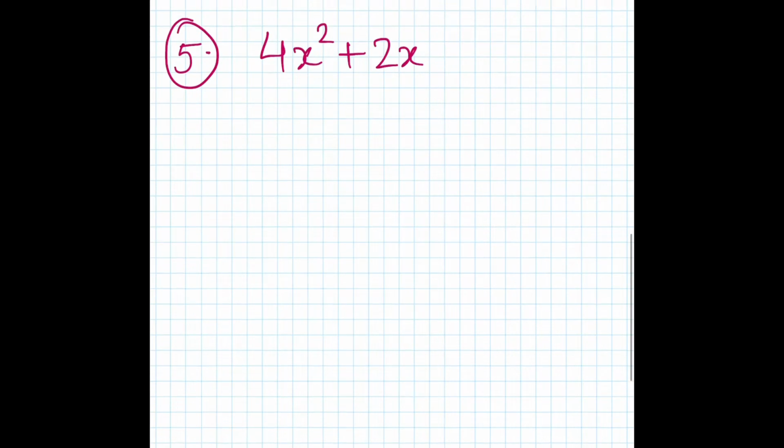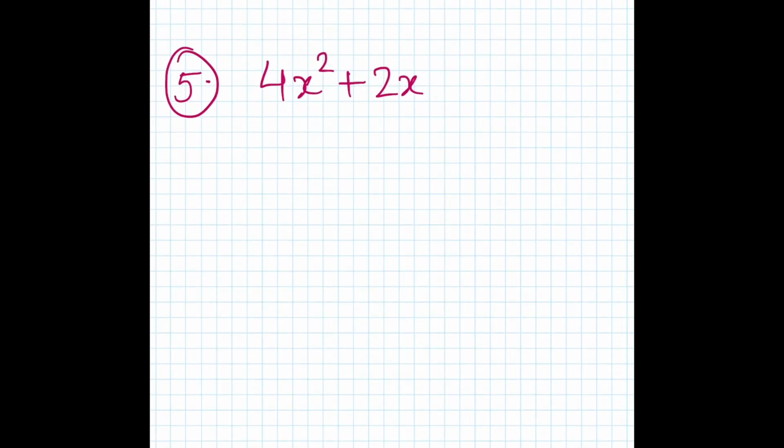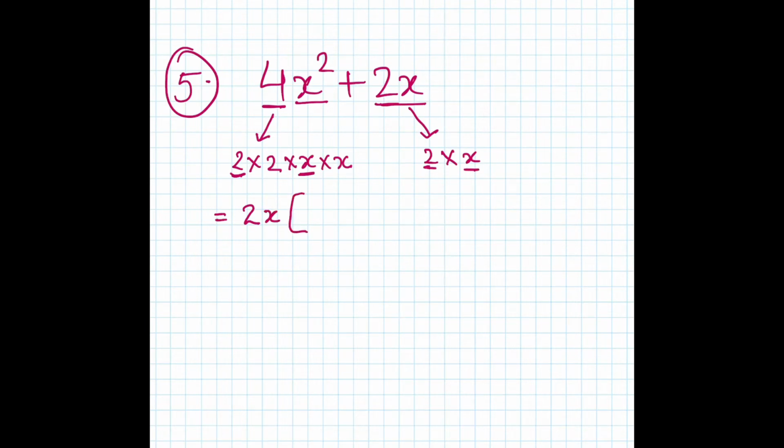All right, so next question is 4x squared plus 2x. So again, first we look at the numbers. So here 4 can be written as 2 times 2, and x squared can be written as x times x, right? 2x can be written as 2 times x. So now we have 2 common, so we take 2 outside, and then we have x common, so we take x outside. Now whatever is left comes inside the bracket, and we are left with 2x.